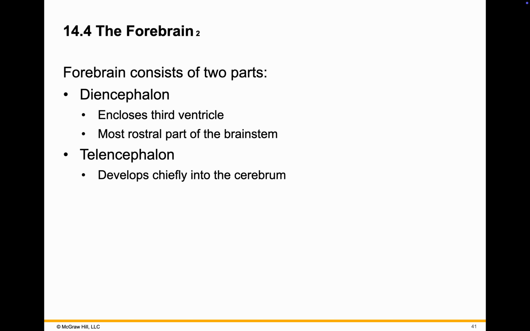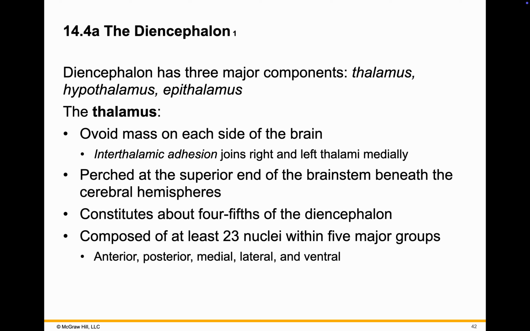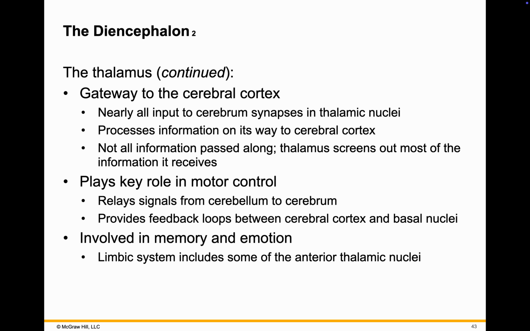The forebrain has the diencephalon and the telencephalon. The diencephalon has three major components: the thalamus, the hypothalamus, and the epithalamus. The thalamus is a mass on each side of the brain, perched at the superior end of the brainstem beneath the cerebral hemisphere. It constitutes about 4/5 of the diencephalon and is composed of at least 23 nuclei in 5 major groups: anterior, posterior, medial, lateral, and ventral.